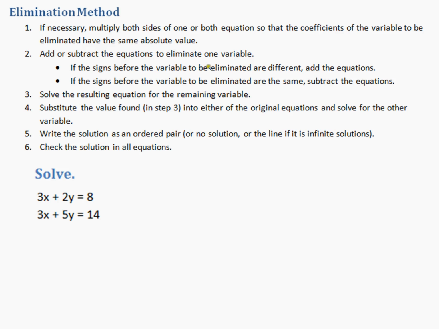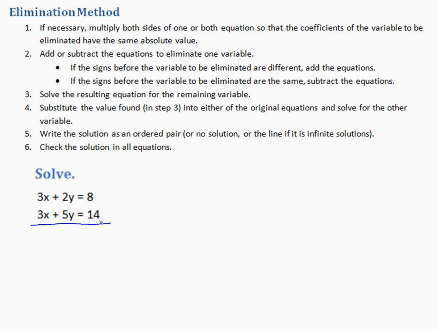Add or subtract the equations. Well, how do we know if we add or subtract? Well, what we want to do is eliminate the variable that has the same coefficient here. So if we added 3x plus 3x, we would get 6x, which we don't want. So what we're going to do here is subtract.